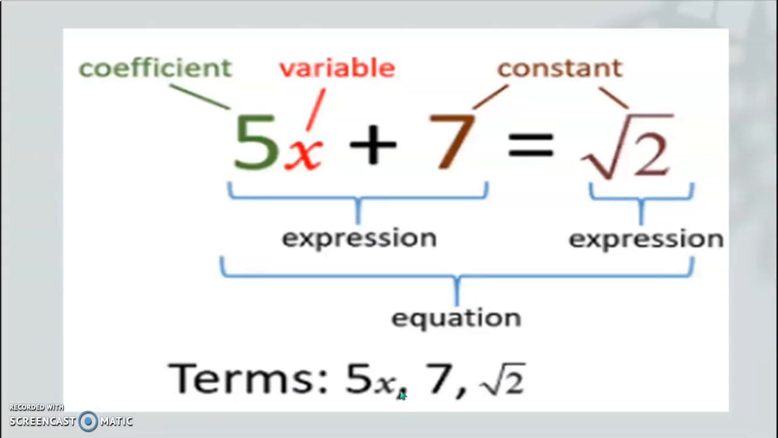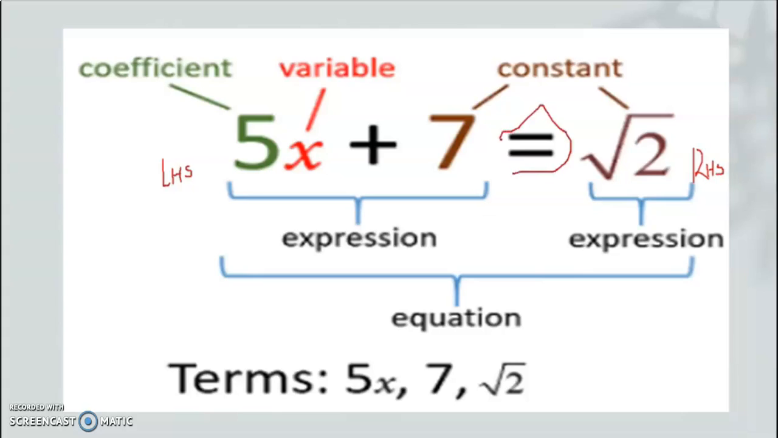So here, as you can see, this is the coefficient, this is the variable, this is the constant, these are two expressions. So in an equation, the LHS is equal to the RHS. Let me just show you how. So this is our LHS, right? And what is this? RHS. So in the equation, the LHS should be equal to the RHS.